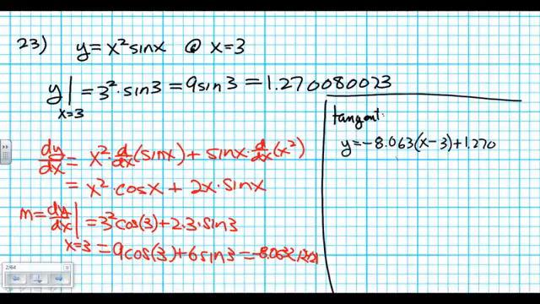What about normal? 1 over negative. Declare what? Wait. First of all, declare what we're finding. Oh, we're finding the normal now. Y is equal to 1 over 8063 times x minus 3 plus.